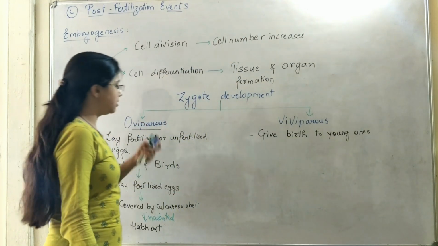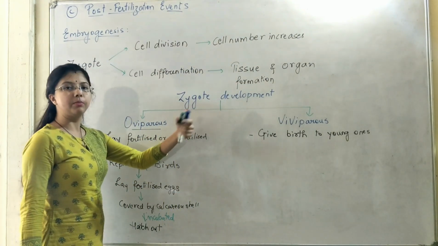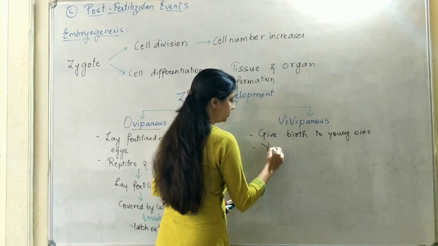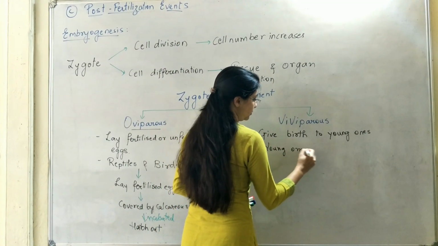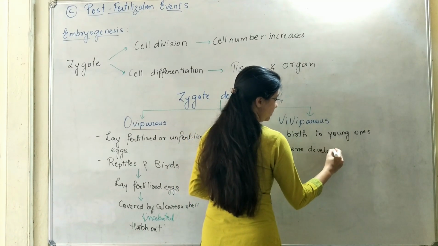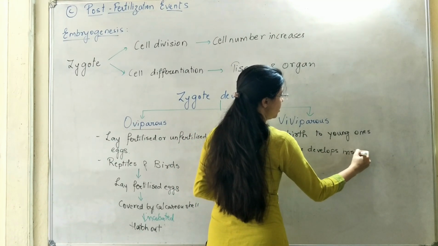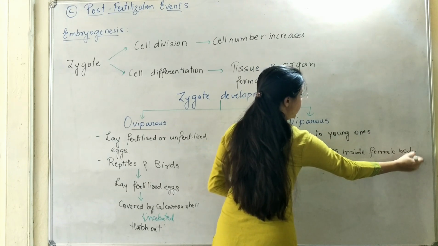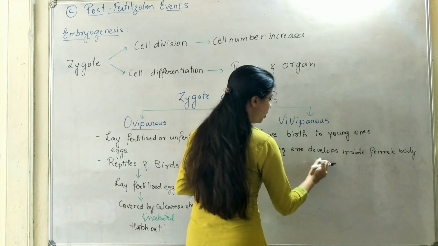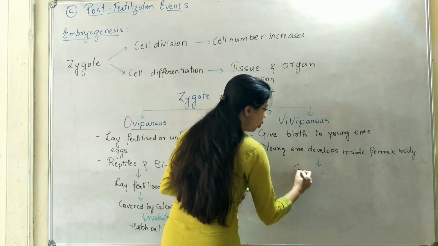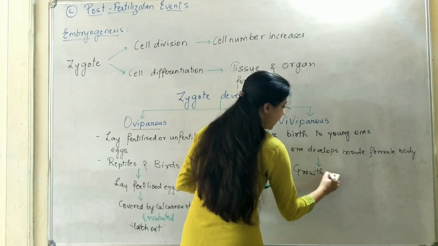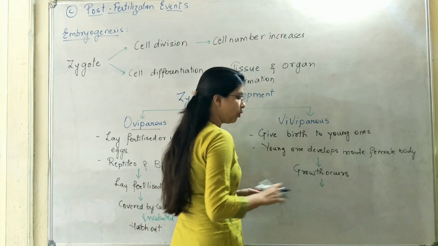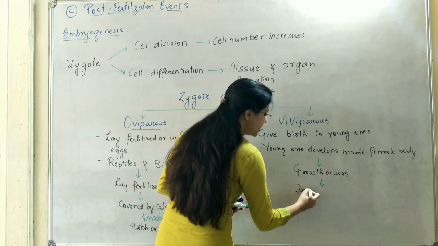Okay, so since it is giving birth to young ones, the young one develops inside the female body. Where inside the female body, what will happen? Growth takes place, and after a certain growth has taken place, the offspring is delivered out.